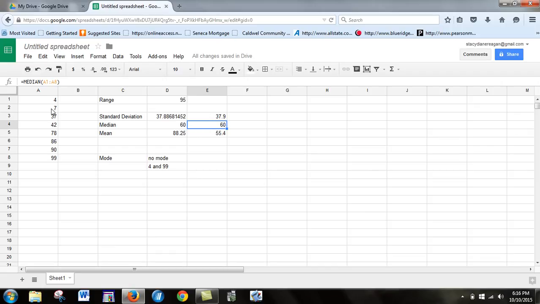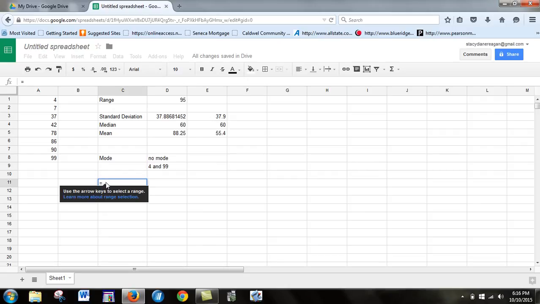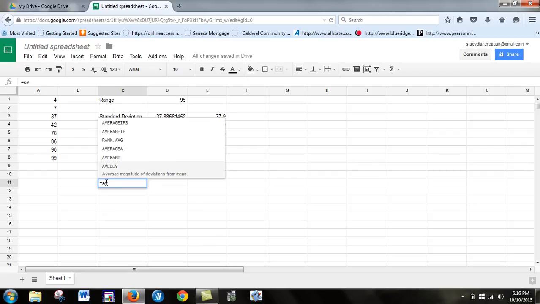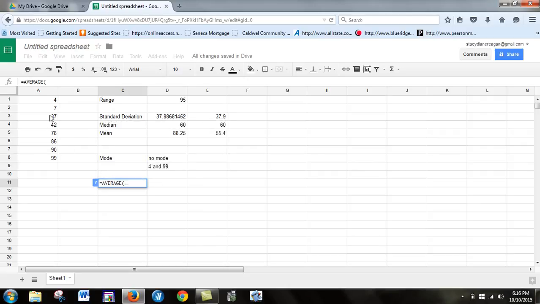So again, for most things in Google, if you're trying to find them, if you're doing average, mean is the same thing as average in Google, you hit equals, start typing what you want, it's going to appear, highlight your numbers, hit enter. And that's all you do for Google.